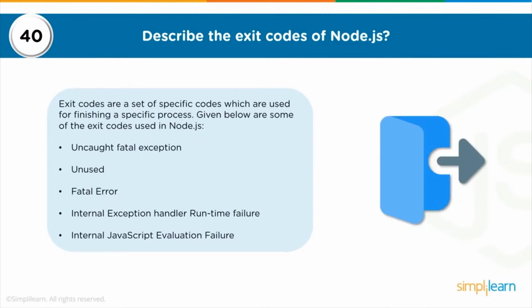Describe the exit codes of Node.js. So an exit code is a specific code that identifies the end of a specific process. And examples of exit codes are unused, uncaught fatal exception, fatal error, internal JavaScript evaluation failure. These are all good examples of exit codes.